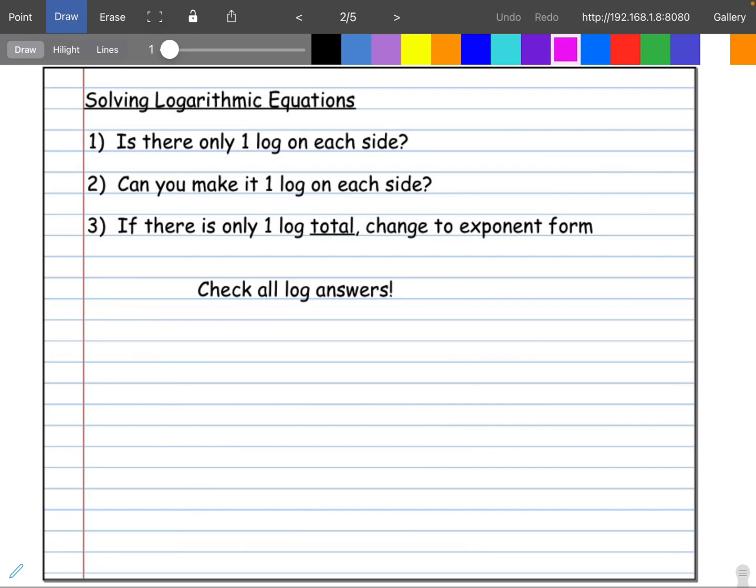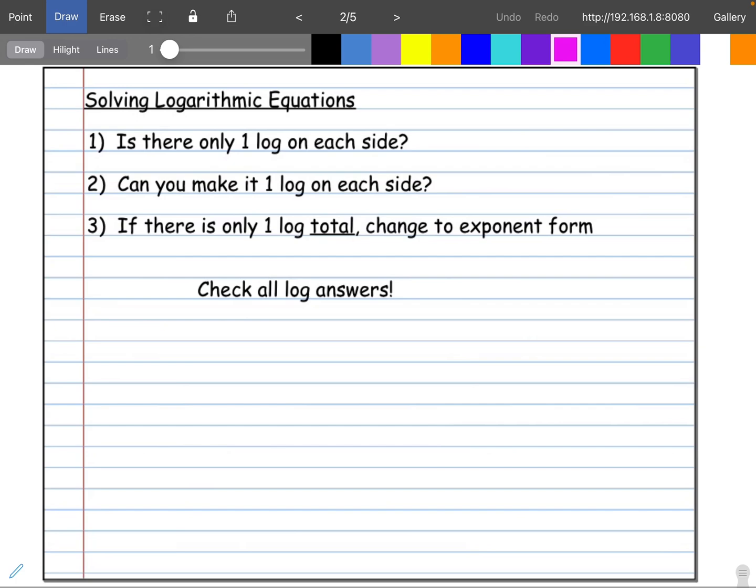So can we condense 2 logs into 1 so that we only have 1 log on each side, and then hopefully again cancel and make it super easy? If there's only 1 log in total, like the last problem we just did, you're going to change it to exponent form, which means identify the base, change it to exponent form, and then you should be able to solve it from there.